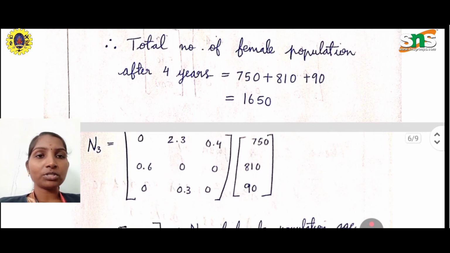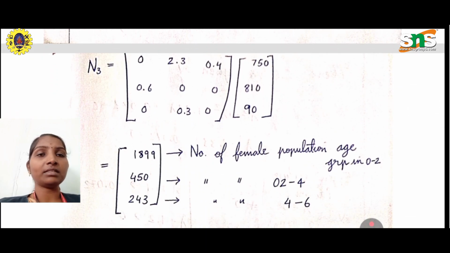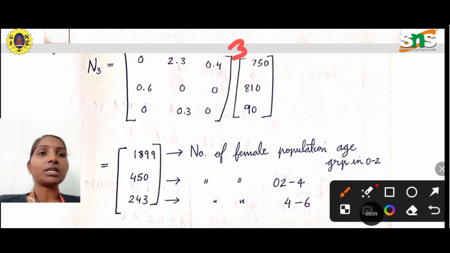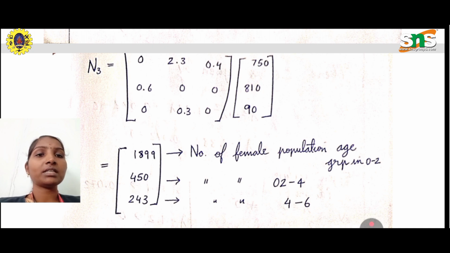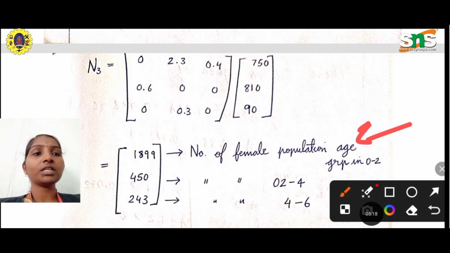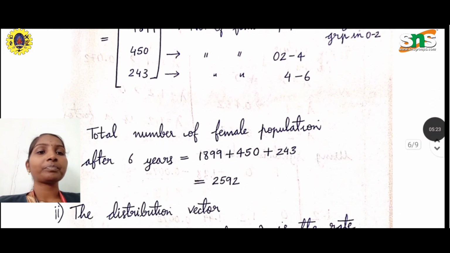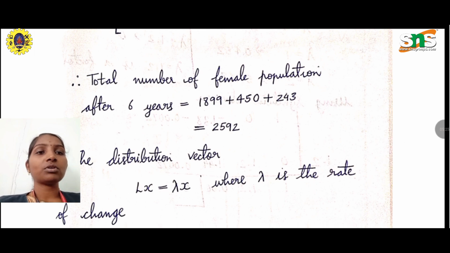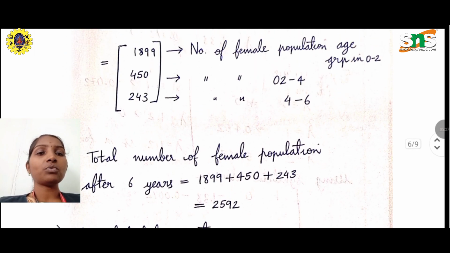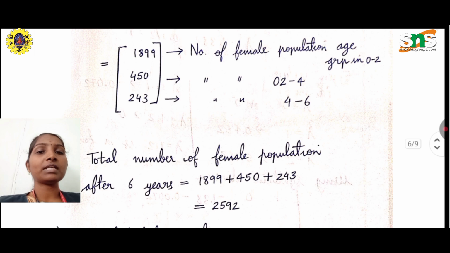In a similar way, we calculate after 6 years, which is N3. N3 is equal to L to the power 3 into N0. On simplifying it, you will have the values 1899, 450 and 243 in age groups 1, 2 and 3. The total number of females here, adding up all the values, is 2592. So this is how we calculate the total number of females in a Leslie matrix after 2 years, 4 years and 6 years. We will continue this problem in the next video. Thank you.